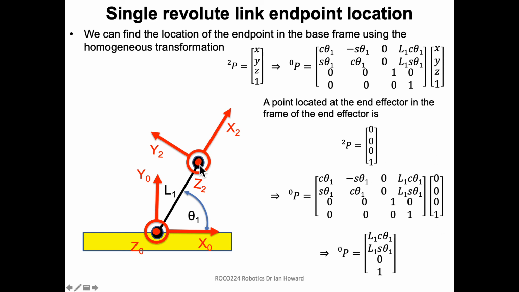If you put in that point as 0, 0, 0 in frame 2 and multiply that with your transformation matrix, it tells you what point you get in terms of frame 0. And that's exactly what we've got. We've got L1 cos theta 1, L1 sin theta 1, 0, because obviously it's not moving around in Z, so that stays put.